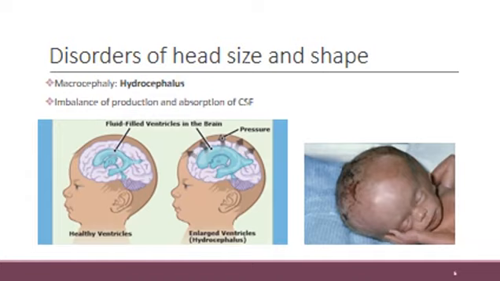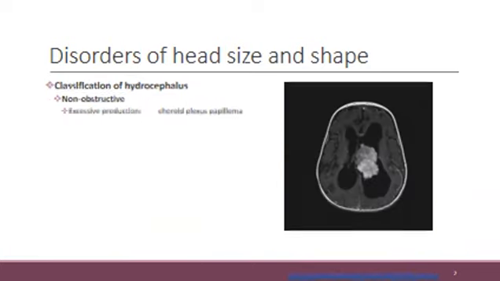and here there is an imbalance between the production and the absorption of cerebrospinal fluid, or CSF, and this can then lead to enlarged ventricles, which exerts pressure on the brain and increases the head circumference, and this gives you the characteristic and abnormal shape of the head.